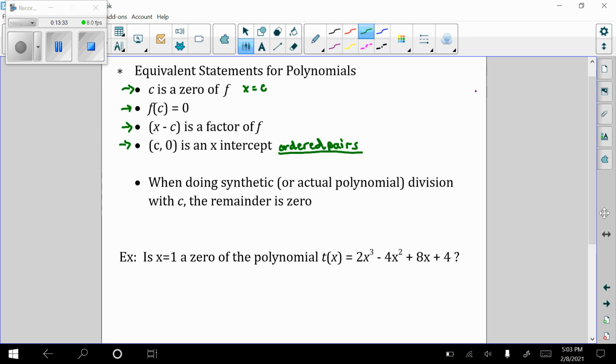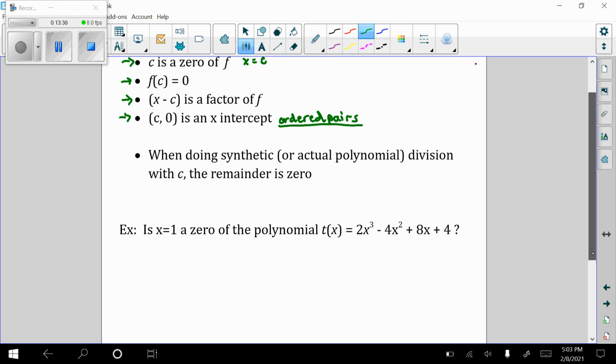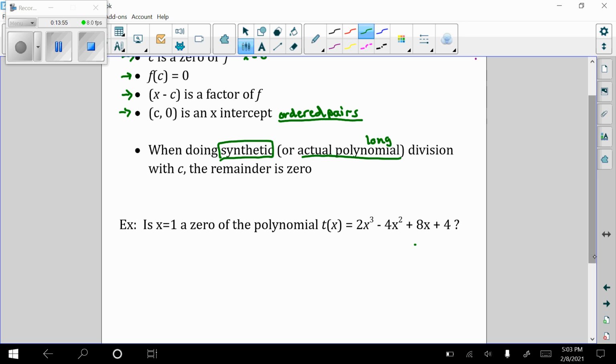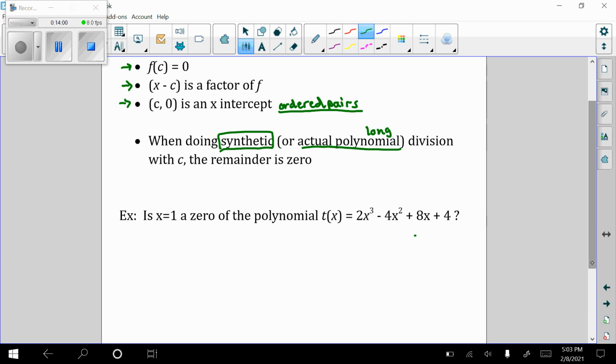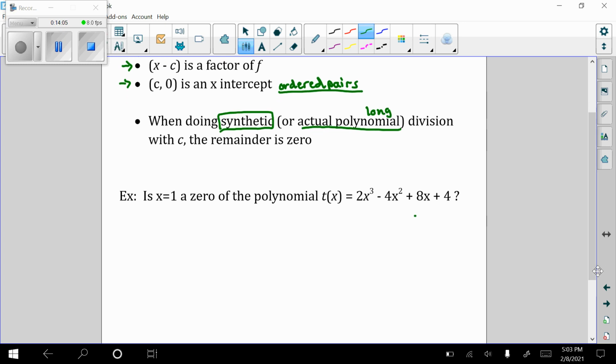When doing synthetic or actual polynomial division with c, if the remainder is 0, c is the 0 of the function. So we do synthetic because it's quicker. Long division is the actual polynomial division that you did in both classes I'm sure you took before this one. Synthetic is quicker, but you can only do synthetic when you're dividing by one single 0 or a linear factor.